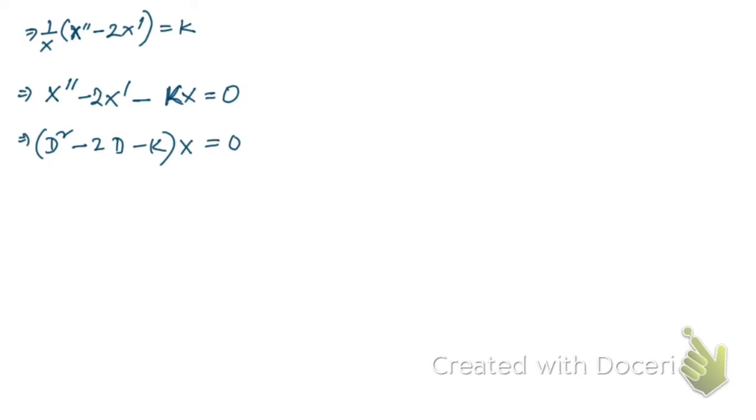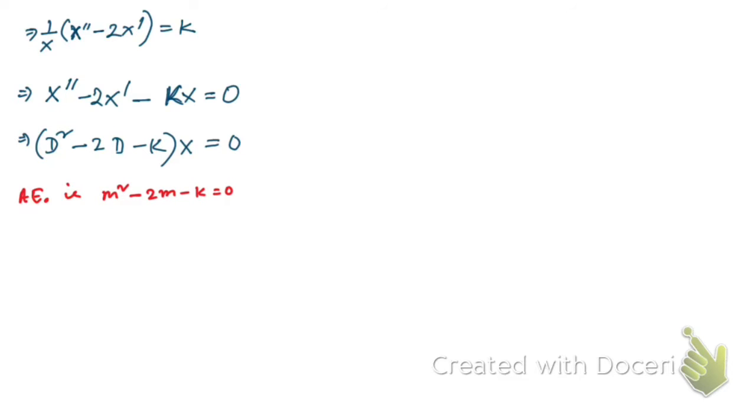Now our auxiliary equation is m square minus 2m minus k is equal to 0. Now it is a quadratic equation. So what we can do, just wait. We can apply the quadratic equation formula.